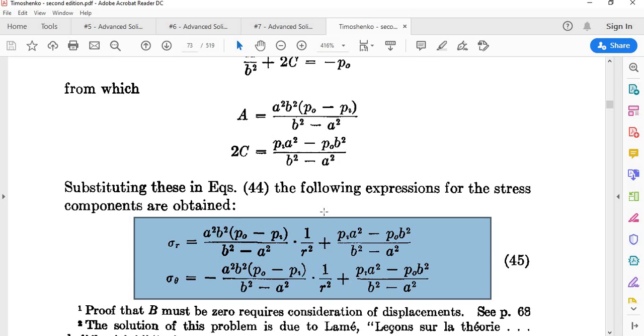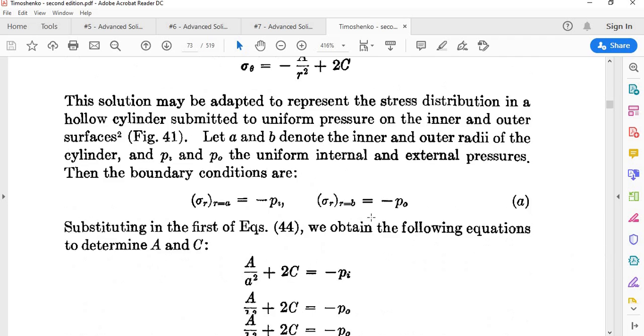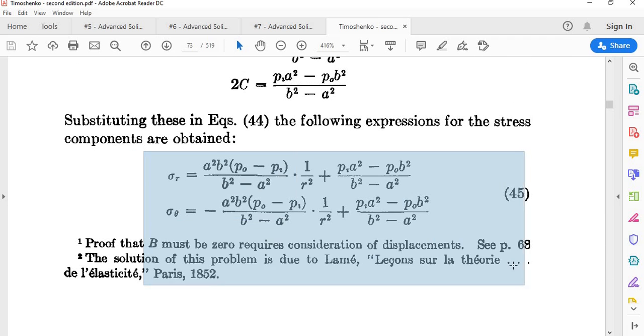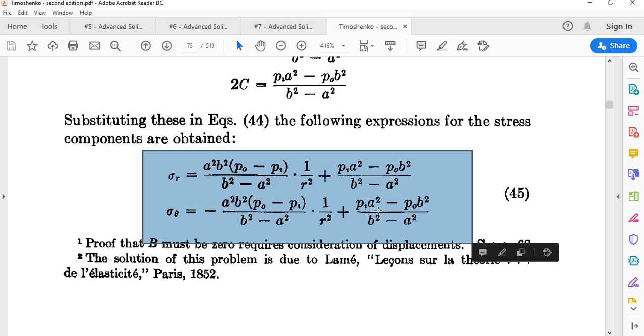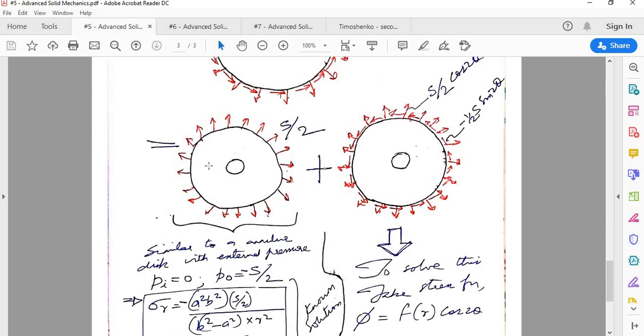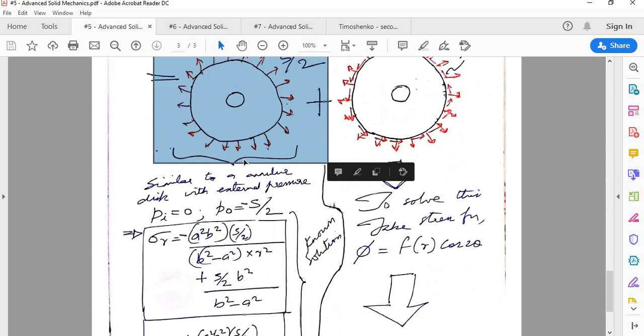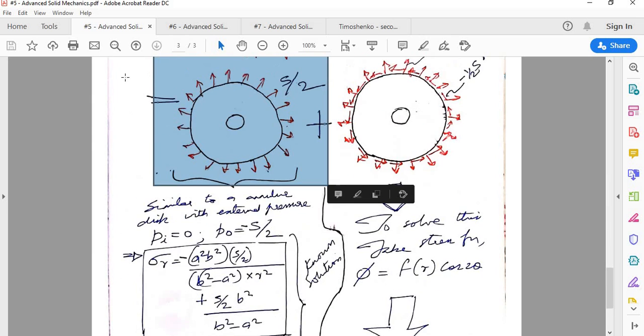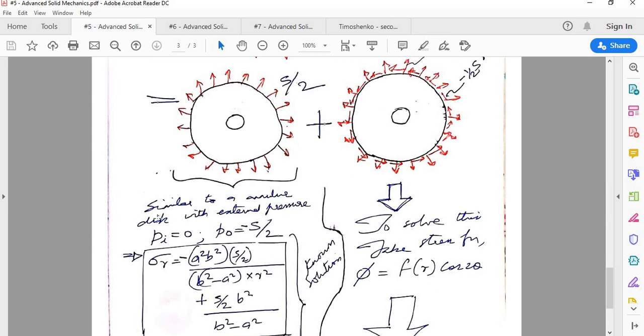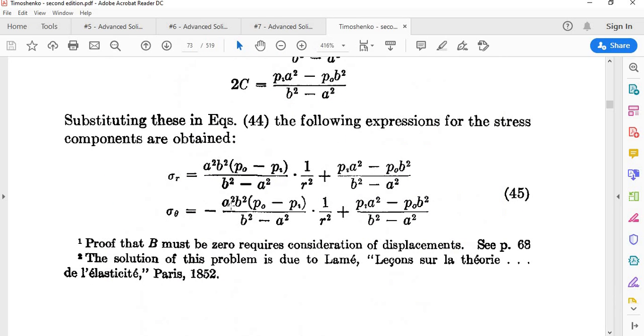I'm going to the Timoshenko textbook, page 59. We had used this particular solution. Now I can ask you a trick question: a circular plate is subjected to uniform load, uniform stress S by 2 at the ends. What will be the expression for stresses at different points? The solution is nothing but everything that we have discussed here. Basically it is this formulation.